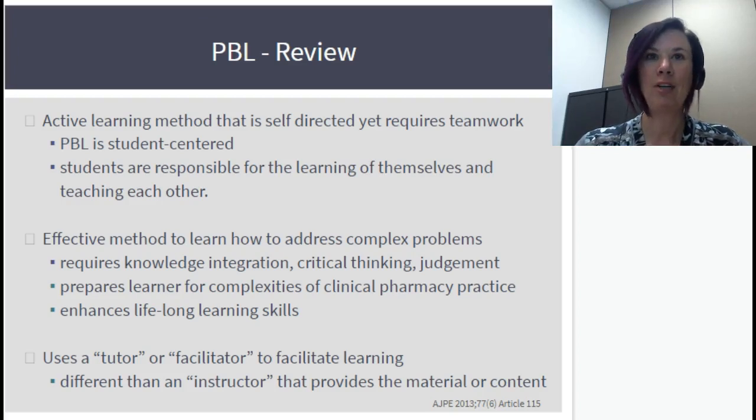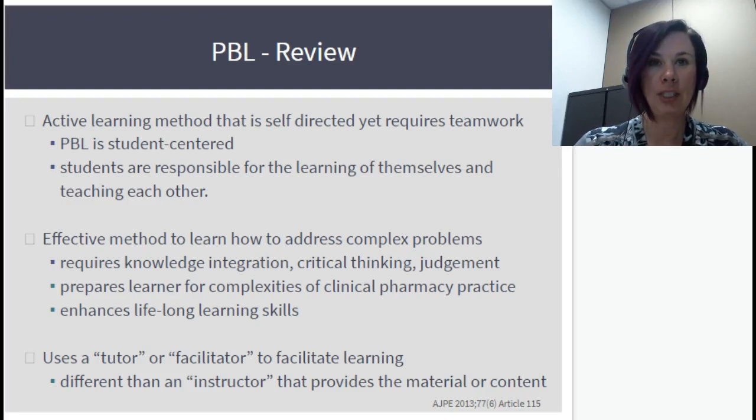Problem-based learning was described to you in detail during the first orientation video. And as you recall, PBL is an active learning method that is both self-directed and reliant on teamwork. It is a student-centered approach where the responsibility of learning themselves and teaching others is placed with the students. Embracing this philosophy is very important for your success in the course and the success of the entire team.